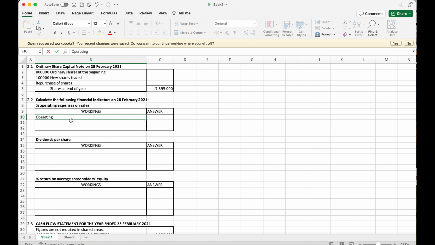Operating expenses over sales. Now you find multiplied by 100 over 1. Okay, it's fine. You're happy with that. Dividends per share, you are like dividends. Also, you can check it, dividends declared and paid, or dividends for the year, over number of shares issued. Number of shares issued. You know that it's nice.